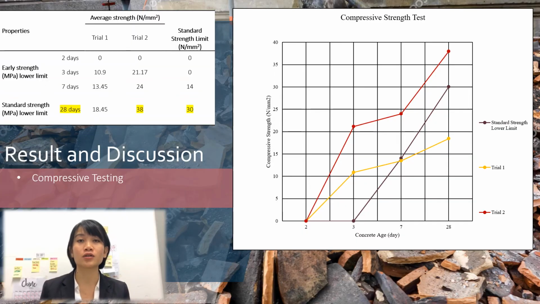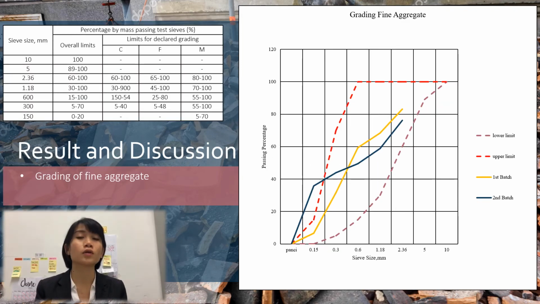And here I have the results for the compressive strength test for the cubic concrete. But actually I have done 2 trials for the compressive strength test, because the first trial did not meet the standard strength of the British standard. Meanwhile, for the second trial, the average strength after 28 days exceeded the standard strength of the British standard.